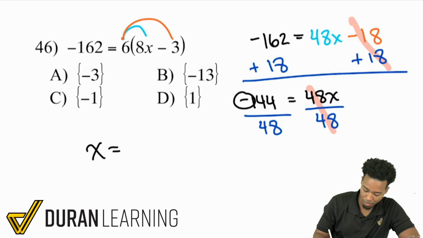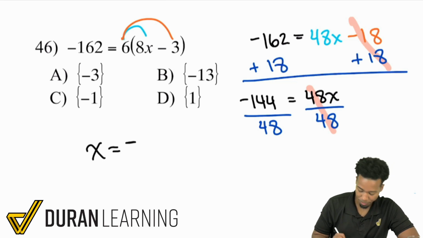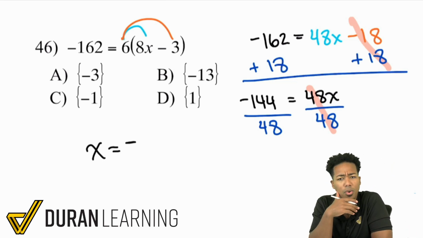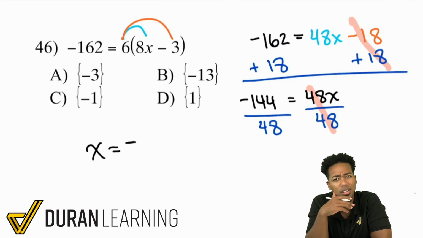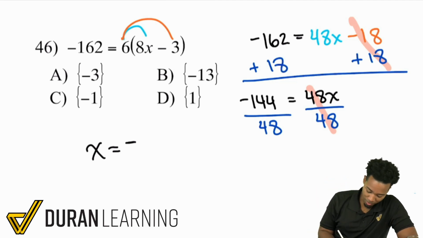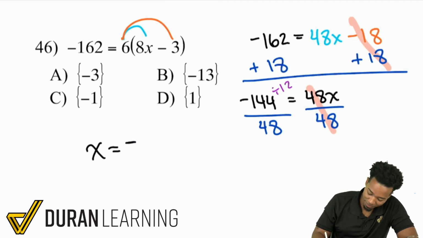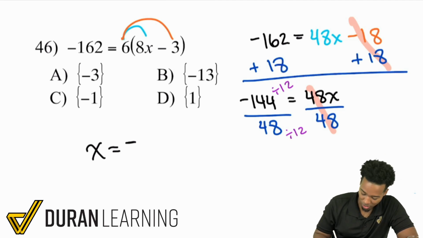A negative divided by a positive is going to be a negative. And then 144 divided by 48. Well, isn't 144 12 times 12? Yeah, it is. And so if I'm looking at the 48, is there a 12 in there? Yeah, that's 12 times 4. So what I'm going to do, give myself an easier time, divide the top and the bottom by 12. 144 divided by 12, that's going to give me 12. 48 divided by 12 is 4.